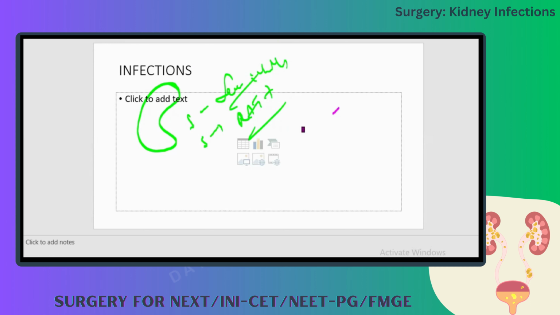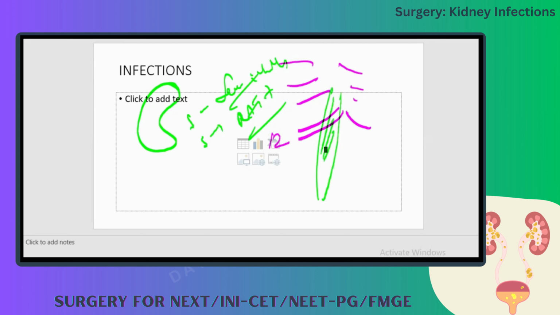Excellent. So suppose these are the ribs. This is the 12th rib. We have the erector spinae muscle here. The angle between these two, here at the back, between the 12th rib and the erector spinae muscle, this is the renal angle.